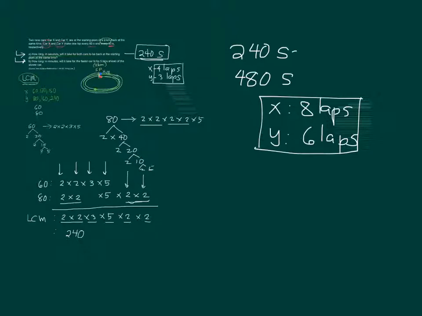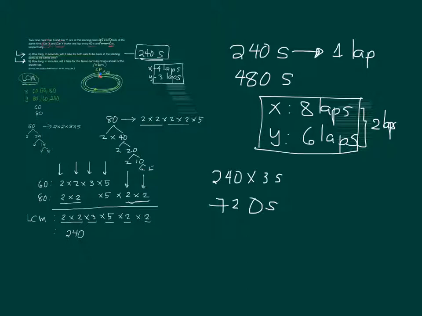Now, the first time that they were at the starting point again, there was a difference of 1 lap. And then the second time, they have a difference of 2 laps. Okay? And if we try to check the pattern, we hope that at 240 times 3 seconds, and that is equal to 720 seconds, we can now make a theory that the faster car will be 3 laps ahead of the slower car.